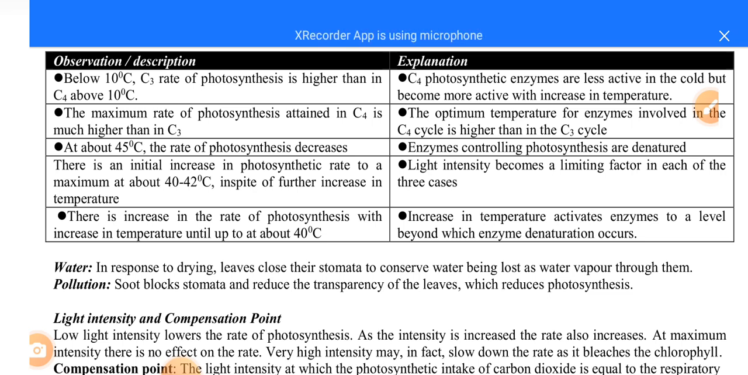So allow me to end here. I wish you the best. In our next episode, we are going to look at light intensity and the compensation point. This is our last thing we are going to look at about autotrophic nutrition.